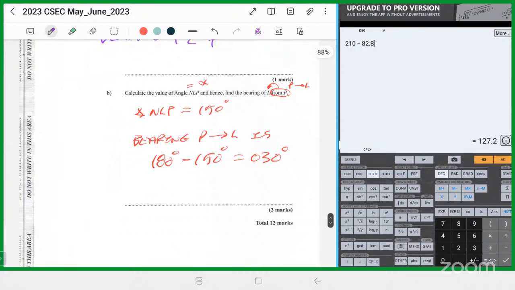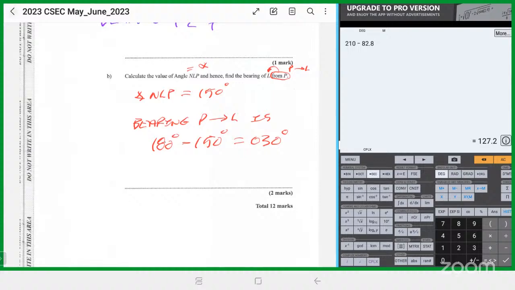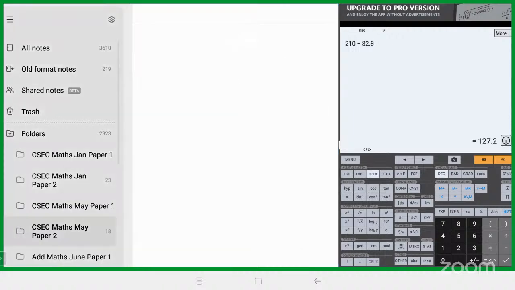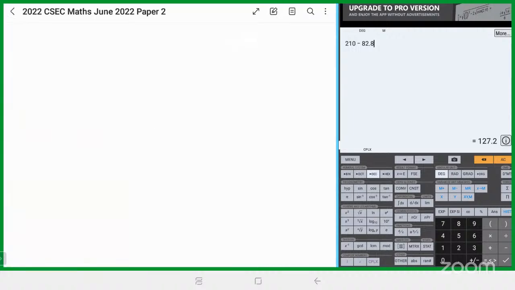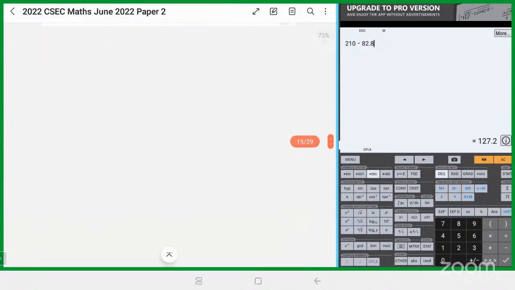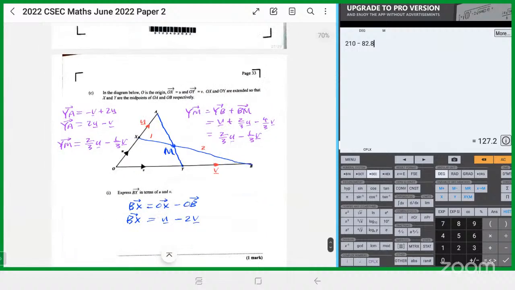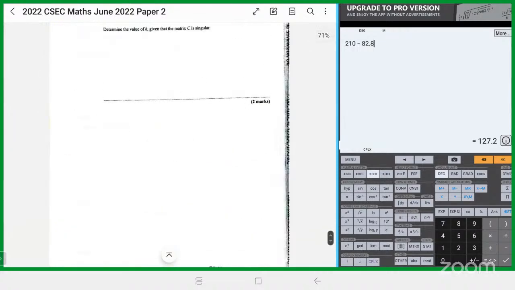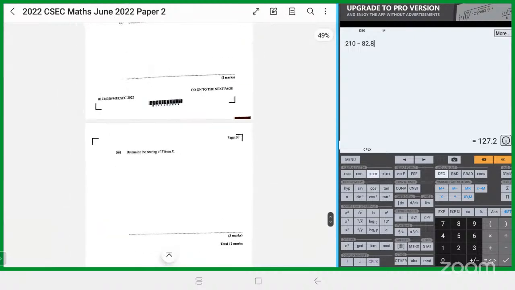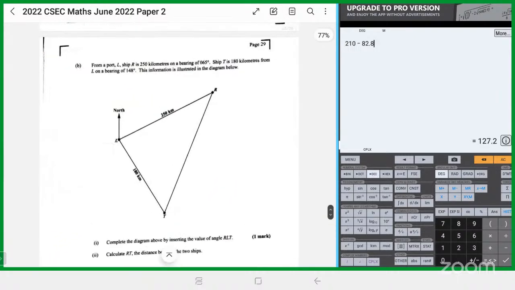That's 2023 June. It's not January. So I'm going to go to 2022 now. June 2022. So that's it. There we go.